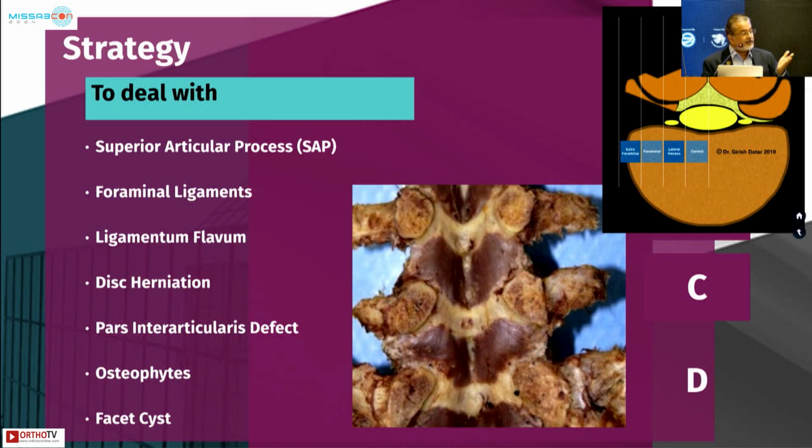So the horizontal component of the SAP is the one which is responsible for the majority of symptoms, as we have seen from anatomical studies. The foraminal ligaments, because of chronic inflammatory conditions, become fibrotic and can act as a guillotine over the exiting root. The ligamentum flavum, as I said, is an accomplice, directly doesn't get involved, but with the pathology that is happening all around, it gets involved. Disc herniations, pars defects, osteophytes and facets are also responsible for various kinds of things.